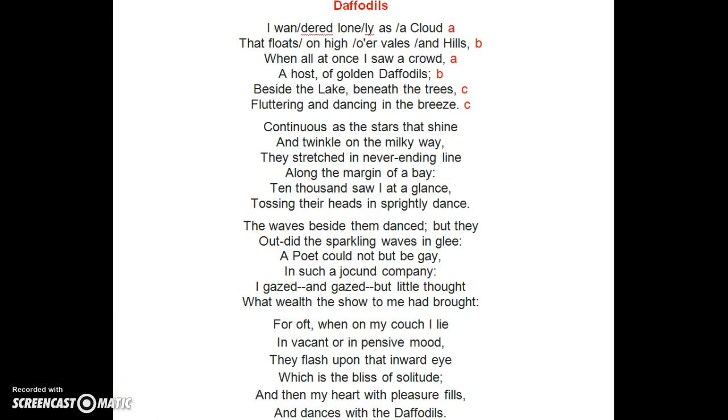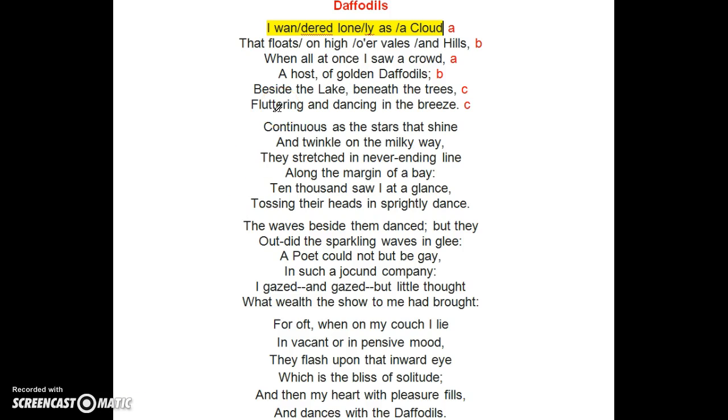The poem opens with a simile between the speaker's wandering and the lonely distant movements of a single cloud. I wandered lonely as a cloud. Clouds can't be lonely, so we have another example of personification.